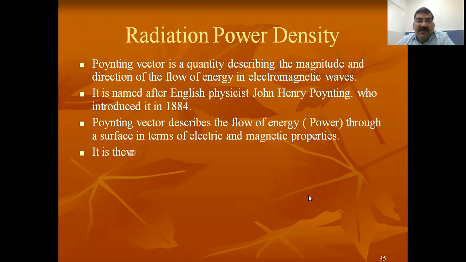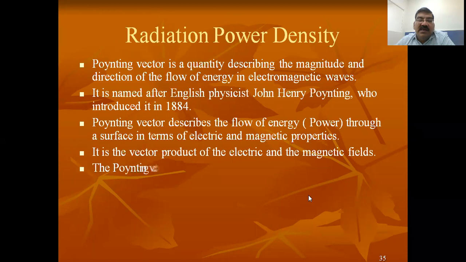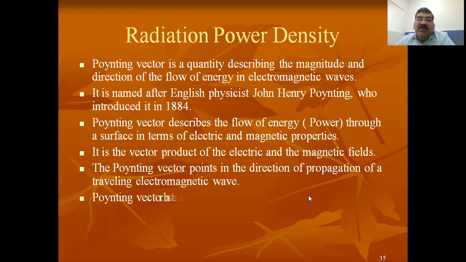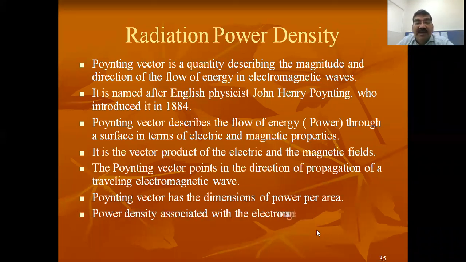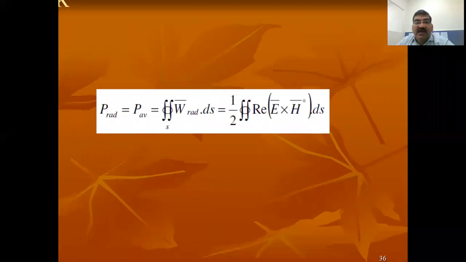So what is the radiation power density? This is the simple detail about that. It is the vector product of the electric and magnetic field, which is what the Poynting theorem says. And the Poynting vector has the dimension of power per area. So accordingly, we can consider the Poynting vector concept.